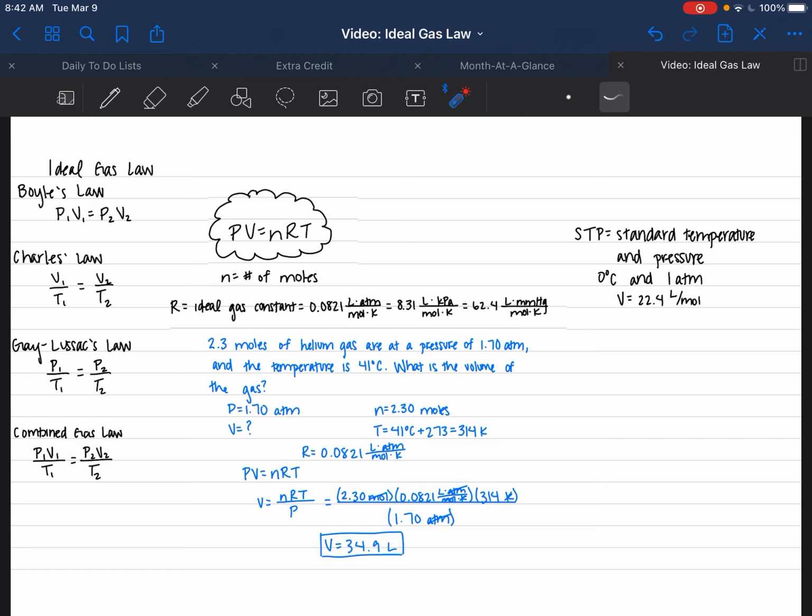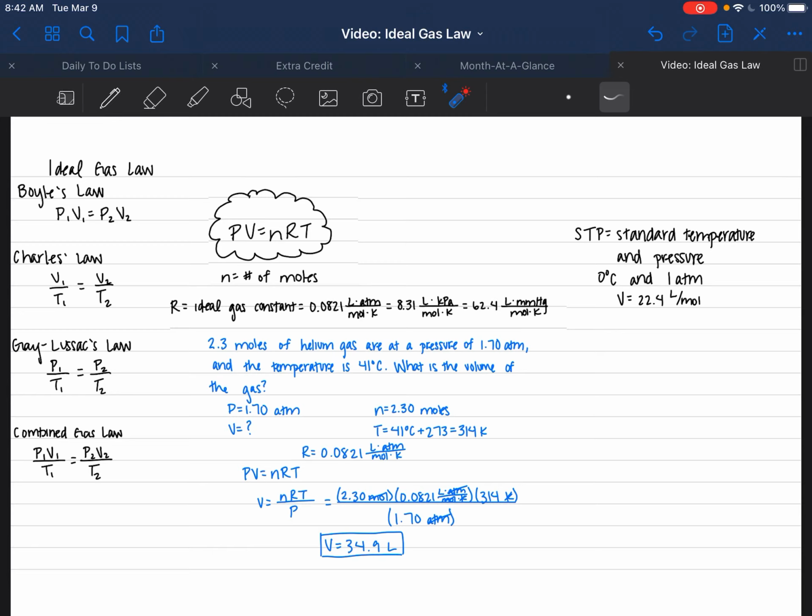And T, which I converted from Celsius to Kelvin. Notice for the R, we are using the one that has atmospheres because that is the pressure we are working with, 1.70 atmospheres. If PV equals nRT, we want to make sure that V ends up on a side by itself since that's what we're solving for. So divide everything by P. Now we are working with V equals nRT over P. At that point, we just plug in our numbers: n, which is our moles, R, our constant, and T, our temperature in Kelvin, over that pressure in atmospheres.